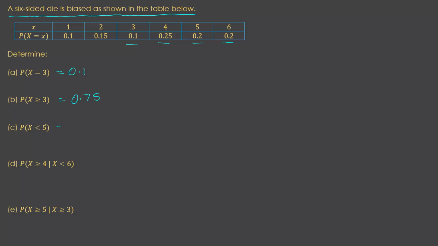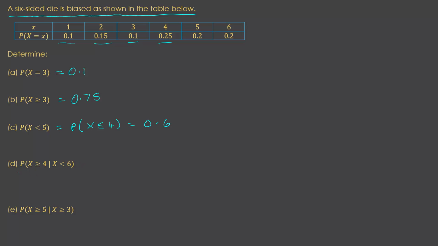We then want the probability x is less than 5. Less than 5 is the same as having less than or equal to 4. So it's going to be these values here, which is everything except that 0.4 at the end, which is 0.6.